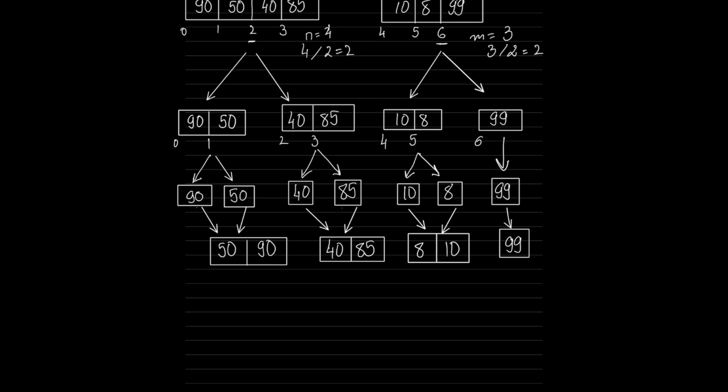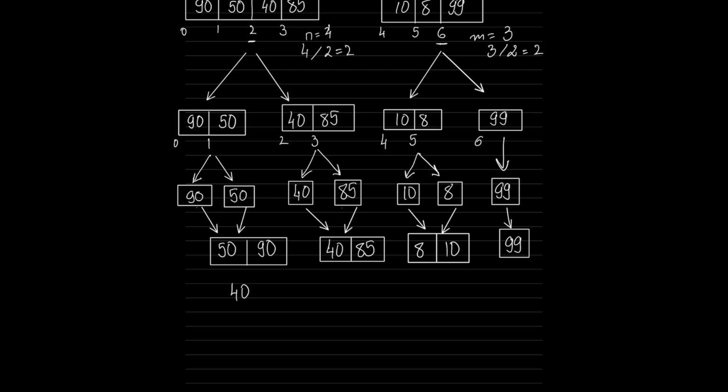Okay, so now our divided numbers are coupled again, and now what we are doing is comparing couples versus couples. So what we have is 50, 90, and then 40, 85. What we do is compare 40 and 50, and we see that 40 is smaller than 50, and just write 40.